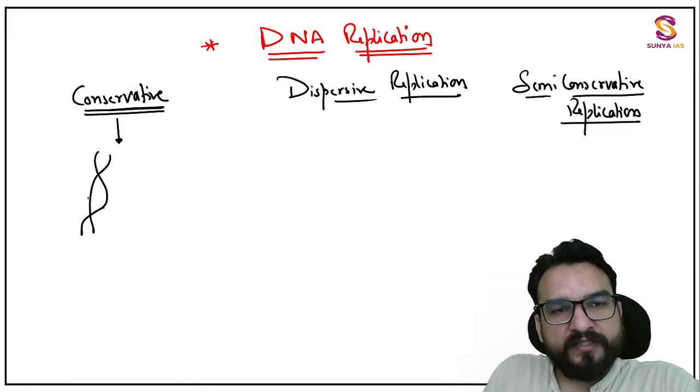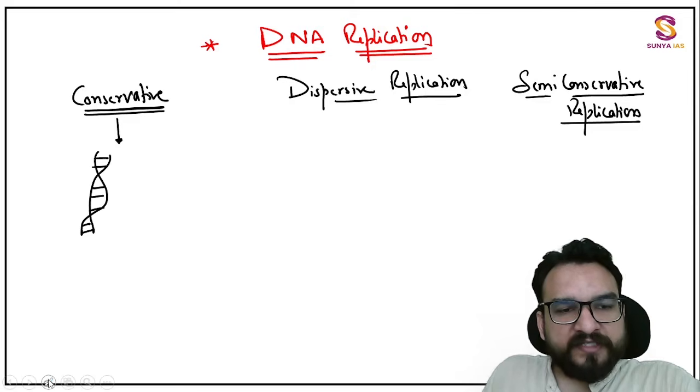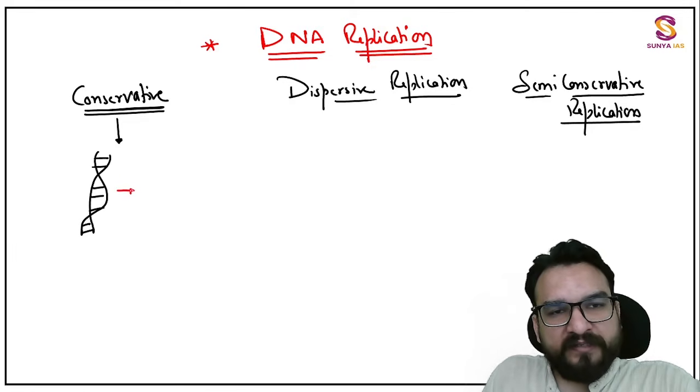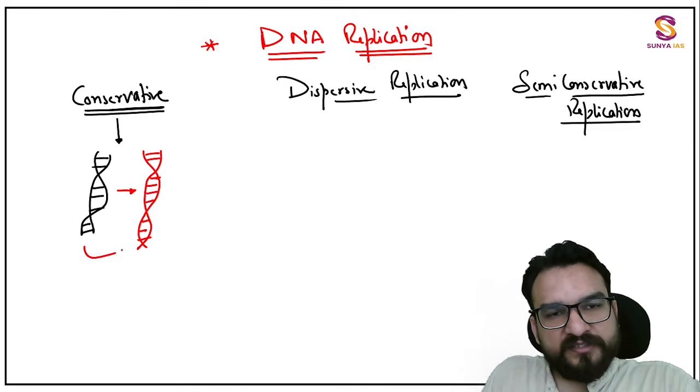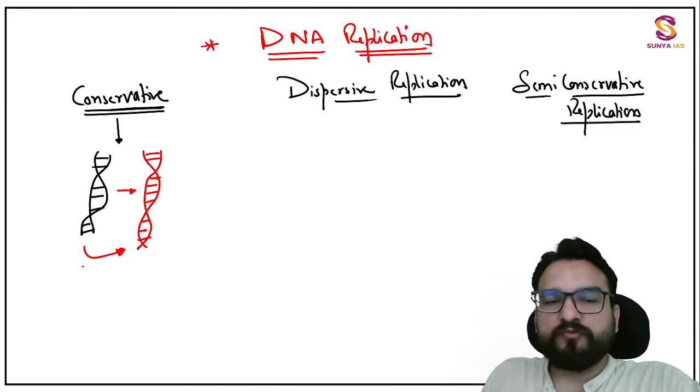As per the conservative replication method, suppose this is a DNA strand over here. As per this conservative model, they were saying that this DNA is completely replicating itself in the same manner and same procedure. You will find that this has been replicated like this, converted from this to this over here.